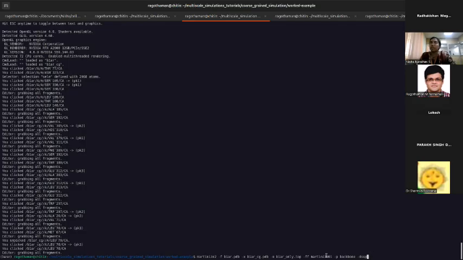So when you run this command, you will get the output file. I'm not running the commands. I'm just showing you the output files I have.